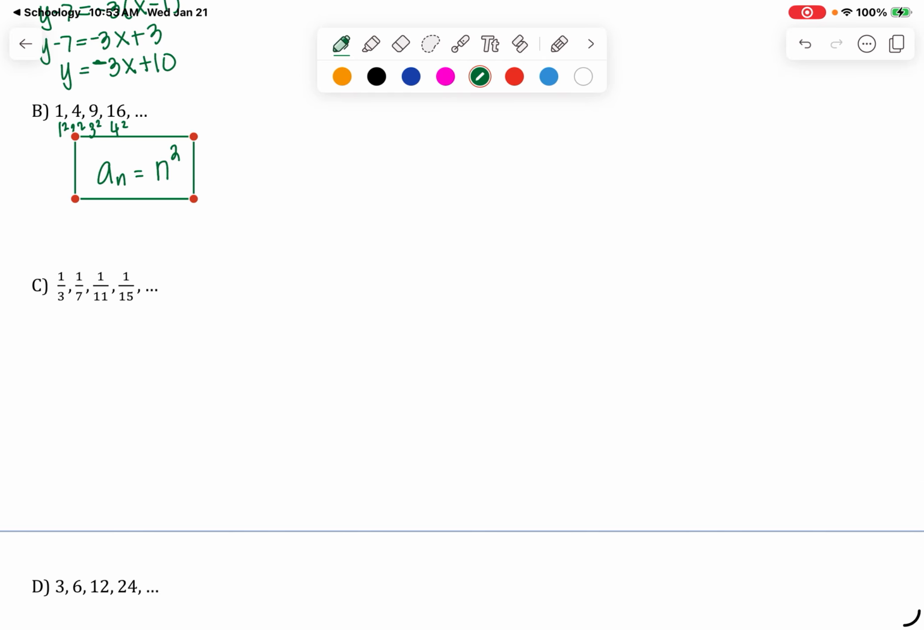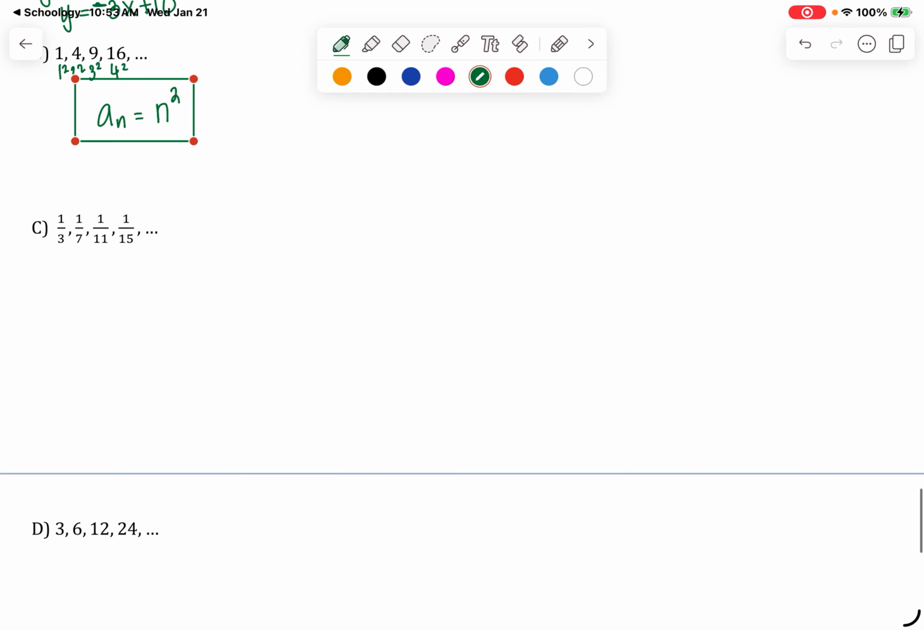All right, next one. Whenever I see a fraction, I always look to see if there's an adding or multiplying, but there's usually not. So then I just separate the numerator from the denominator. I'm going to start writing my rule already because I got part of it, right? The numerator is always a 1. And now I just need the denominator.